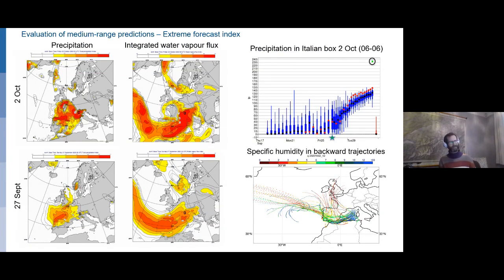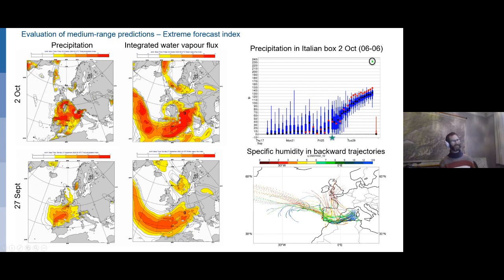And on the plots here to the left, you see what we call the Extreme Forecast Index, which is a product we use at ECMWF to compare the ensemble distribution with the distribution of the climatology for each point and calculate an index to see how extreme it is. And if we start with the one-day forecast, verifying on the 2nd of October, to no surprise, we see very large values, close to 1 over the southwestern Alps.